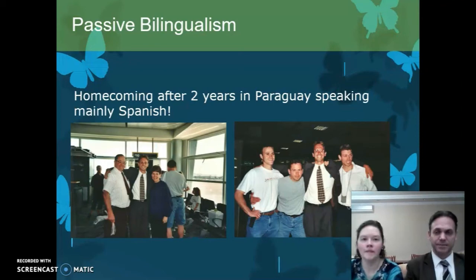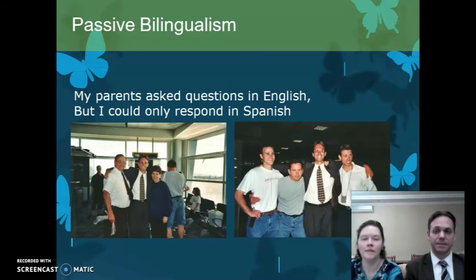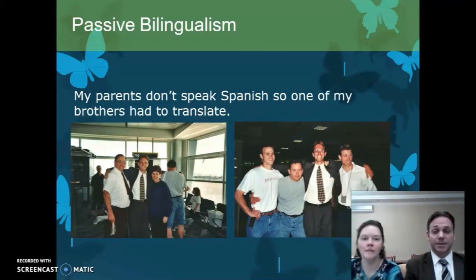An example of passive bilingual is when I was in my first foreign country experience, living in Paraguay. After 2 years of living there, I came home and I had been speaking Spanish almost entirely the 2-year period. And my parents asked questions in English, but I could only respond in Spanish. It was kind of strange for my parents at first. My parents don't speak Spanish. My brothers had to translate.